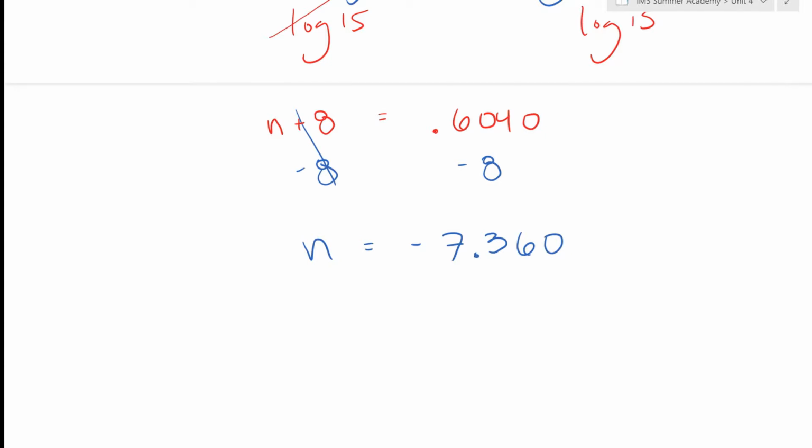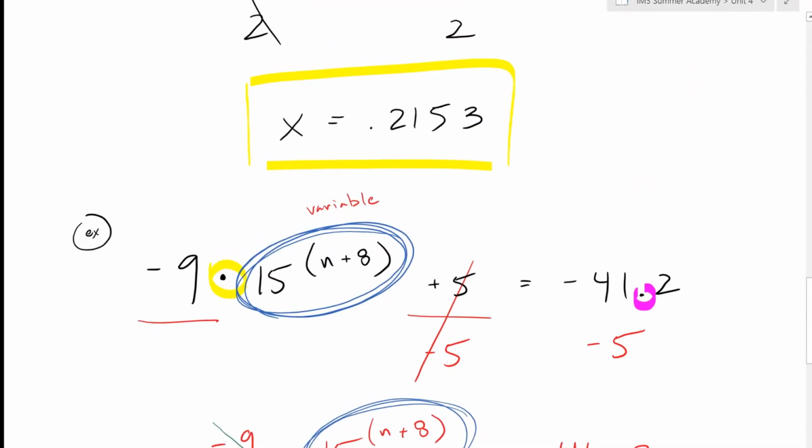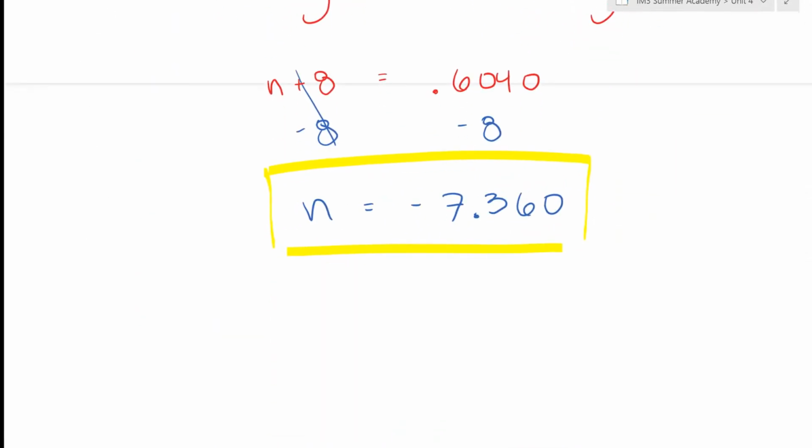Okay, so I've had confusion in the past. People have turned this into a 9.15. That's a 9 times 15. So just notice the difference there. All right, same thing happens here.